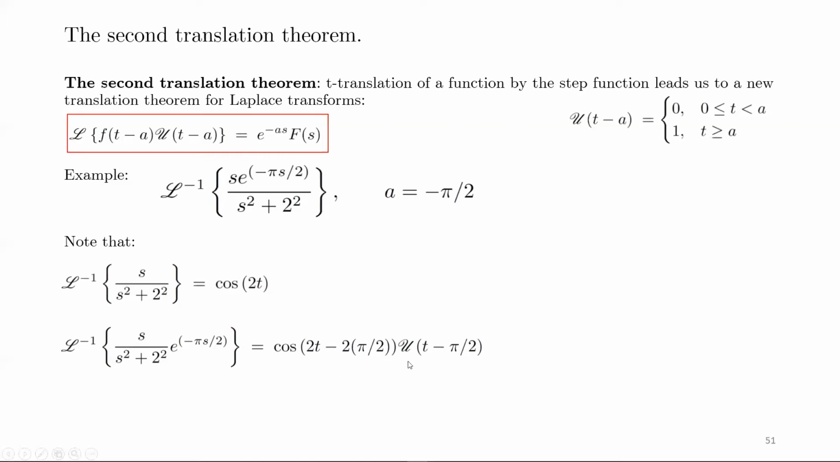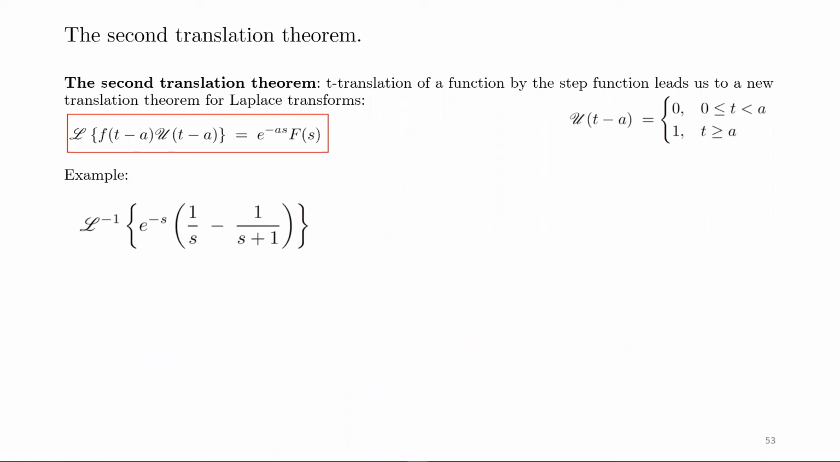Okay, I can simplify this if I want, because 2 times pi divided by 2 is just pi. So 2 times t minus pi. If I take cosine and I subtract pi from it, I always get negative cosine. So I get negative cosine of 2t times the unit step function at t minus pi over 2.